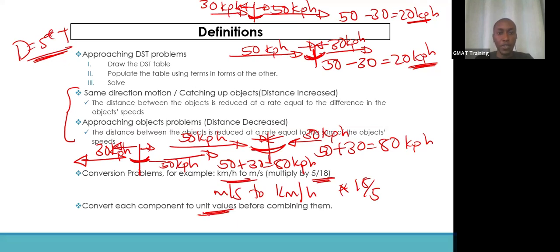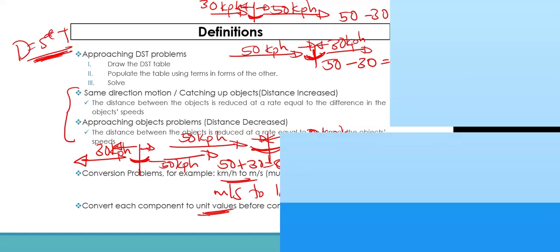Okay, so enough talking. We've talked about the definitions of distance, the formula itself, that's distance equals speed times time. We've talked about the average speed, and we've talked about how to approach the problems. We draw the table, populate the table using the terms in form of the other, and then solve. We talked about vehicles approaching from the same direction, the opposite direction, and also converting to common units so we can solve the question.